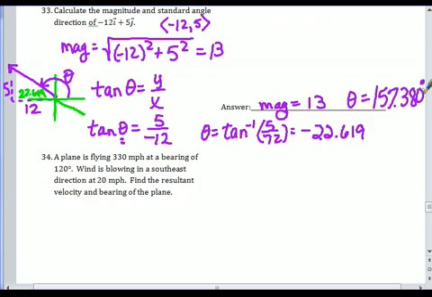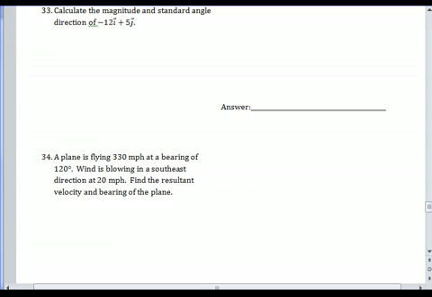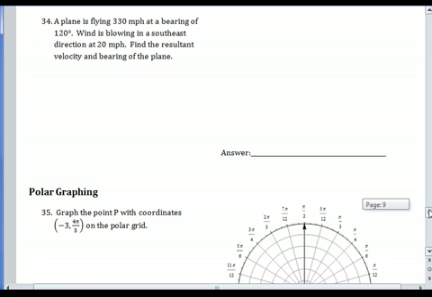All right, finally, question number 34. I'm going to go ahead and move up the paper so I have a little more space for this one. On question 34, I made one small change here. Change this word to west instead of east. So we have a plane flying 330 miles per hour at a bearing of 120. Wind is blowing in a southwest direction at 20 miles per hour. Find the resultant velocity and bearing of the plane.